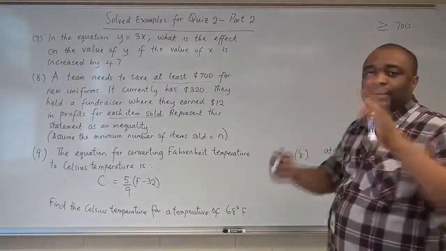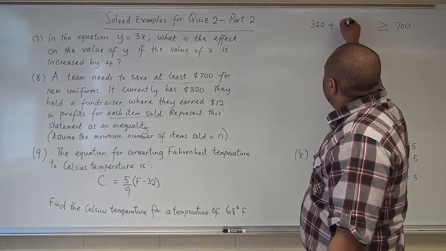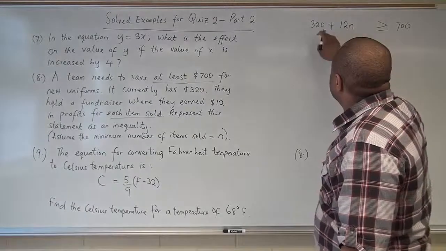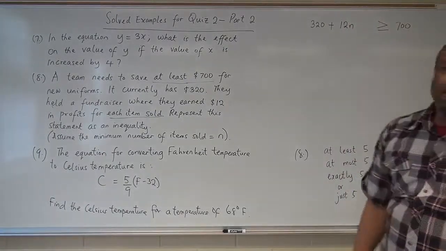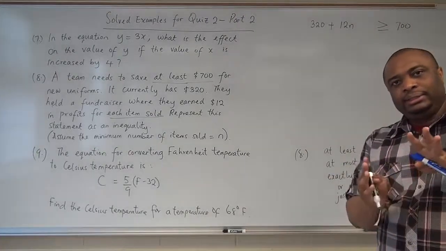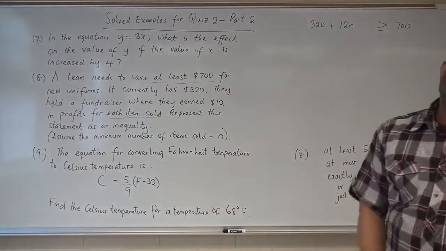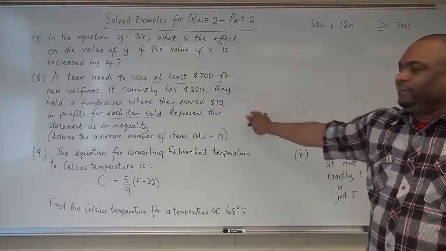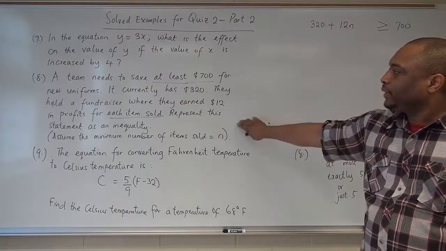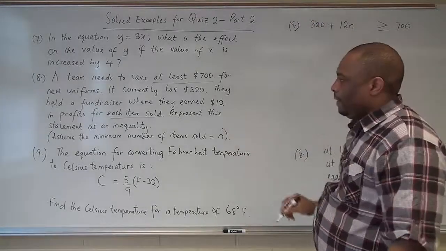So this means that the amount they have right now, $320, plus they sold n items, 12n, this is in dollars, should be greater than or equal to 700, and that is the inequality, by the way. What they have now plus what they made should be at least $700. Please view the videos I did on the playlist on inequalities. It's important. So this is the answer to number 8.